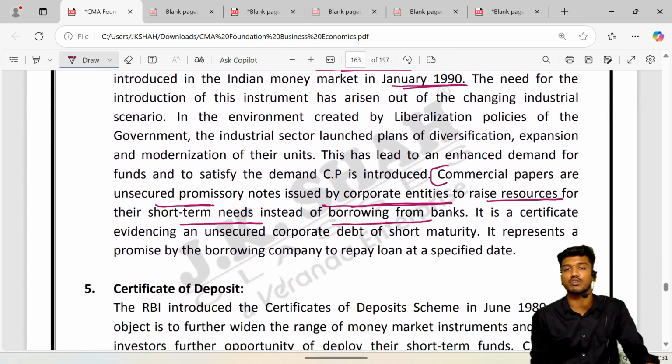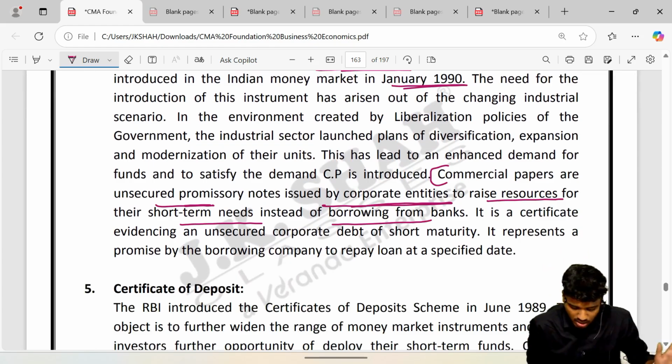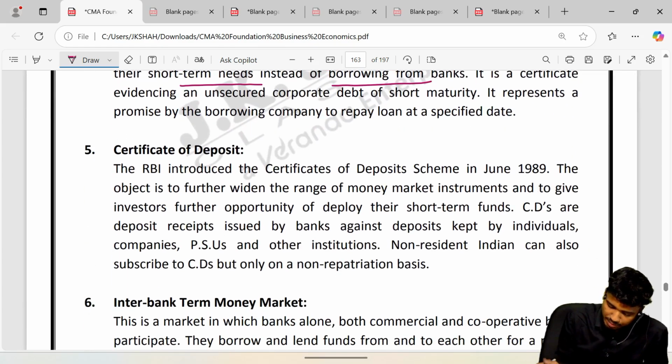So commercial papers are introduced by companies. Companies issue commercial paper for short-term needs.